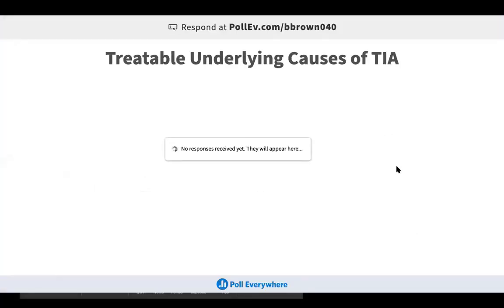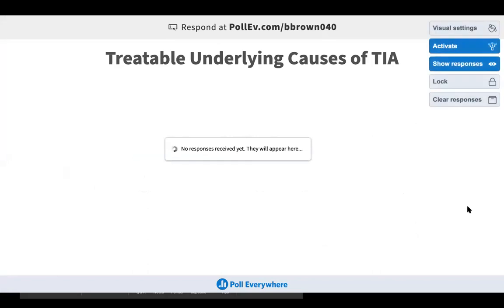Okay, so for those of you that have Poll Everywhere up, just text in an underlying cause of TIA, something that you know is a risk factor or a cause of TIA.